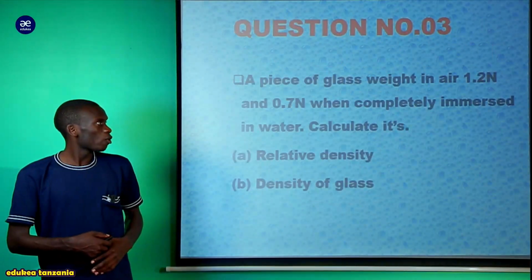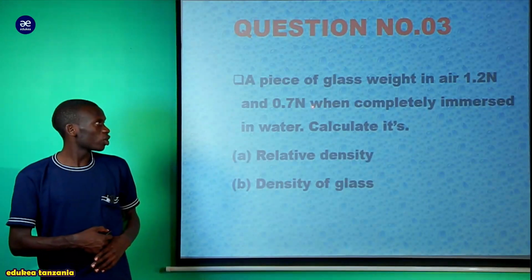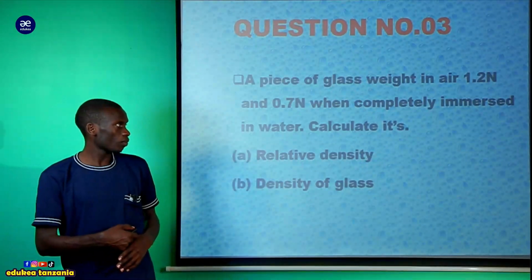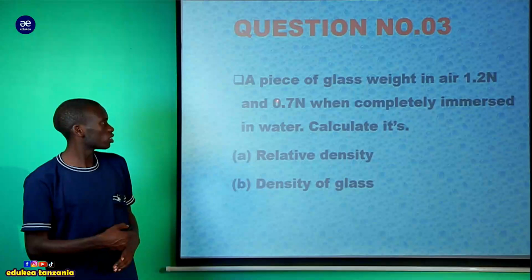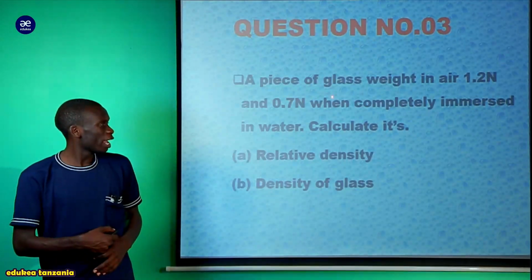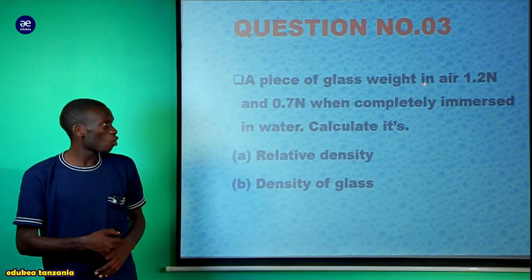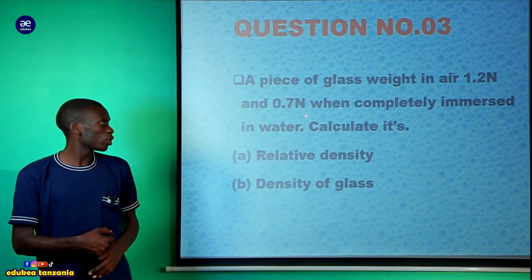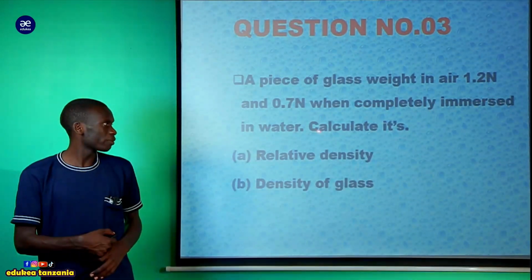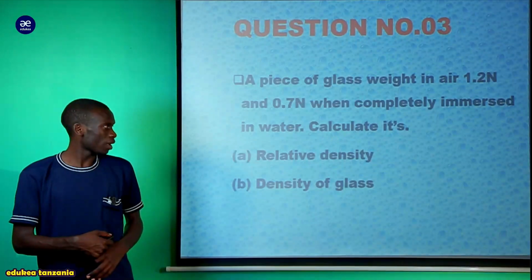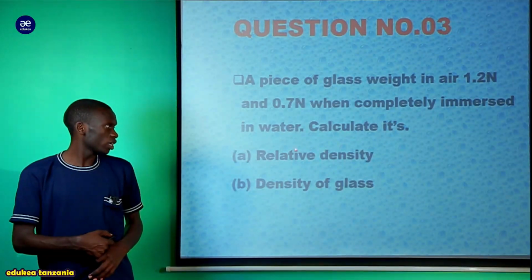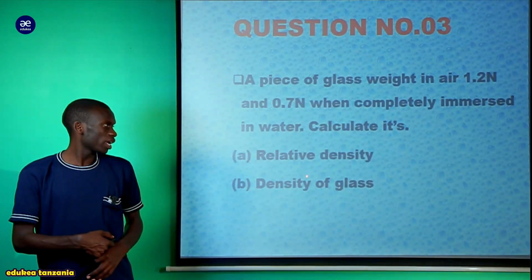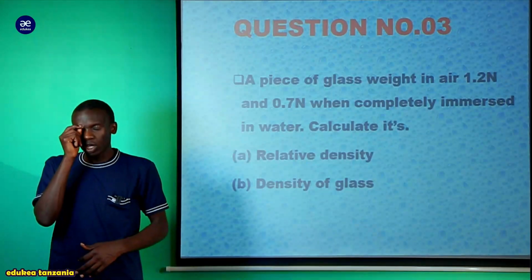So we are going to see question number 3. This question states that a piece of glass weighs 1.2 Newton in air and 0.7 Newton when completely immersed in water. Calculate its relative density and the density of glass.